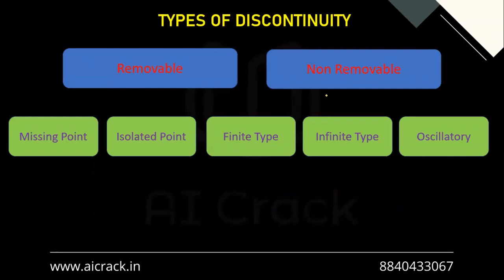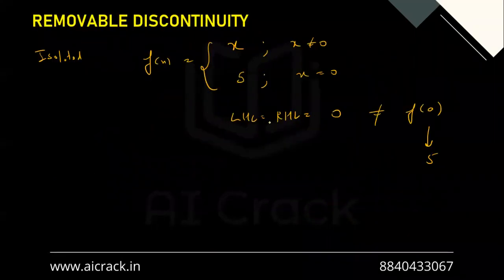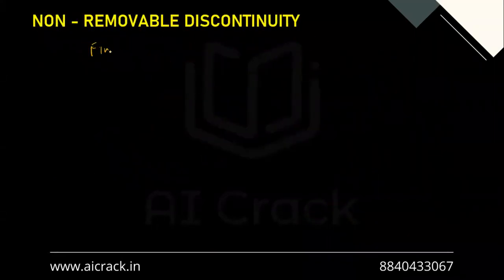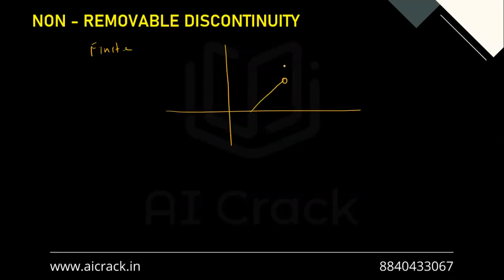Now let's talk about non-removable. The first one is the finite type. So that is very simple. This can be the simplest example for describing this kind of discontinuity. So over here, LHL is not equal to RHL. You can clearly see that. Let's say this value is 4 and this value is 5. So you can clearly see that LHL is not equal to RHL, and hence the limits are finite, but they're not equal, and hence discontinuous.